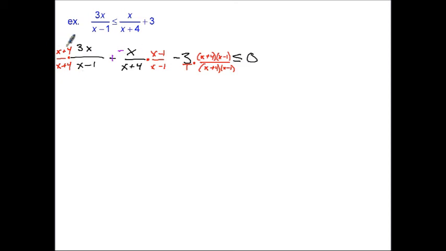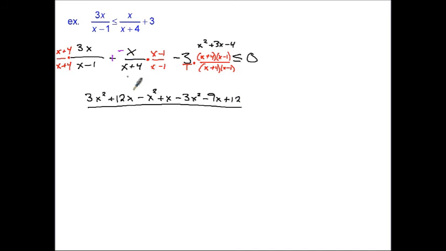Okay, the 3x distributes into the x plus 4, so I've got myself a 3x squared plus 12x. Now the negative x distributes here and gives me a negative x, and then a positive, negative x squared, and then a positive x, and then here's the nasty one. So just to save a little time, I'm going to FOIL this out: x squared, that'll give me a plus 3x minus 4, and now I'm going to distribute a negative 3 through it, so I get a negative 3x squared, and then a minus 9x, and then a plus 12. And that whole mess of stuff is sitting on top of our common denominator of x plus 4, x minus 1.